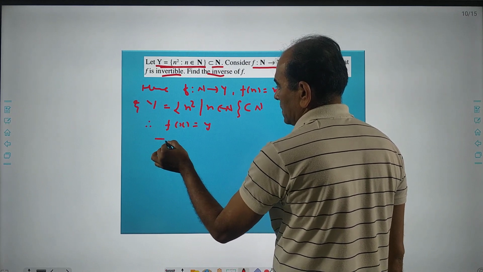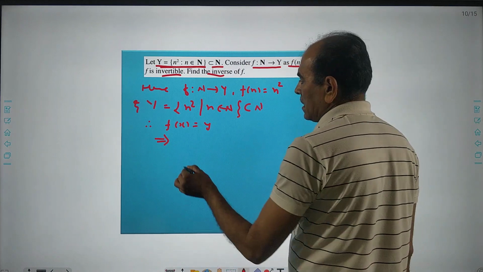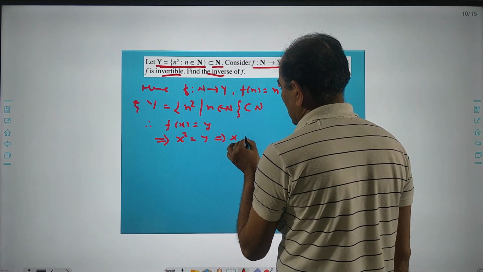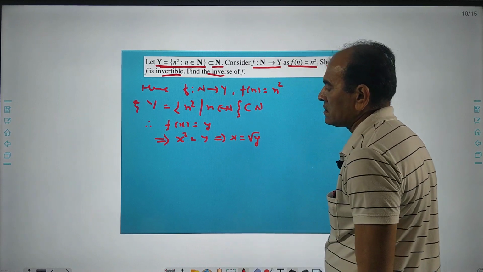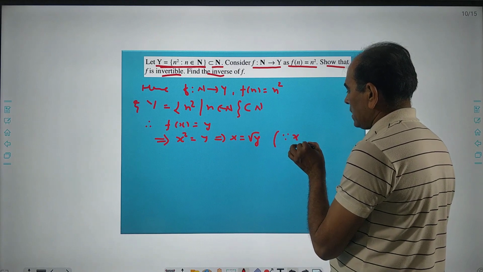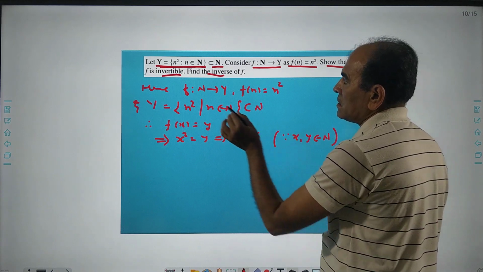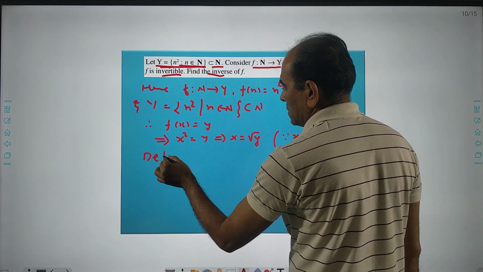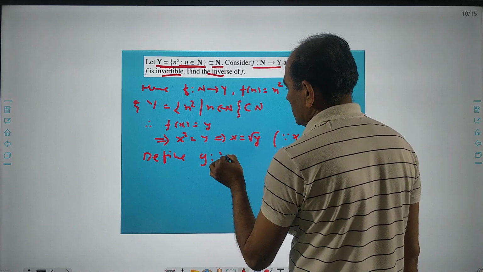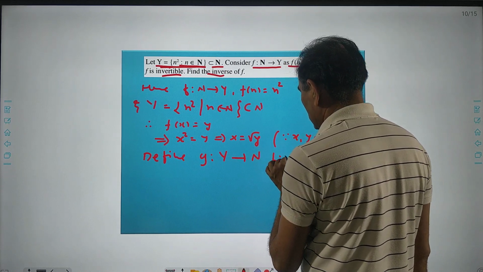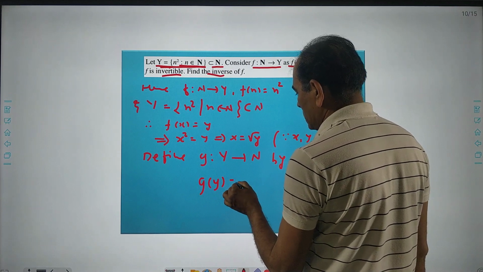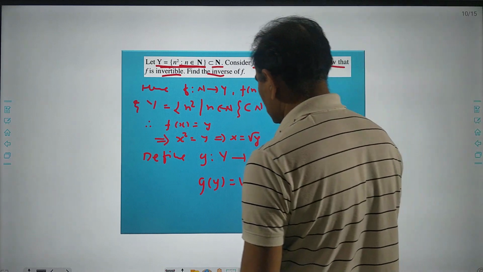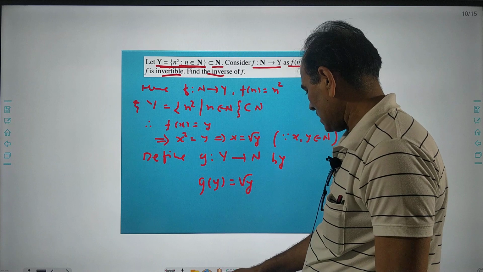And therefore f of x is equal to y implies what is f of x? So x square is equal to y implies x is equal to root y. We can take it because x and y both are in N. See, both are in N. So define g from Y to N by g of y is equal to root y. Now as per the previous example, we have to show that f of g and g of f are identities. Clear? Now let us see.